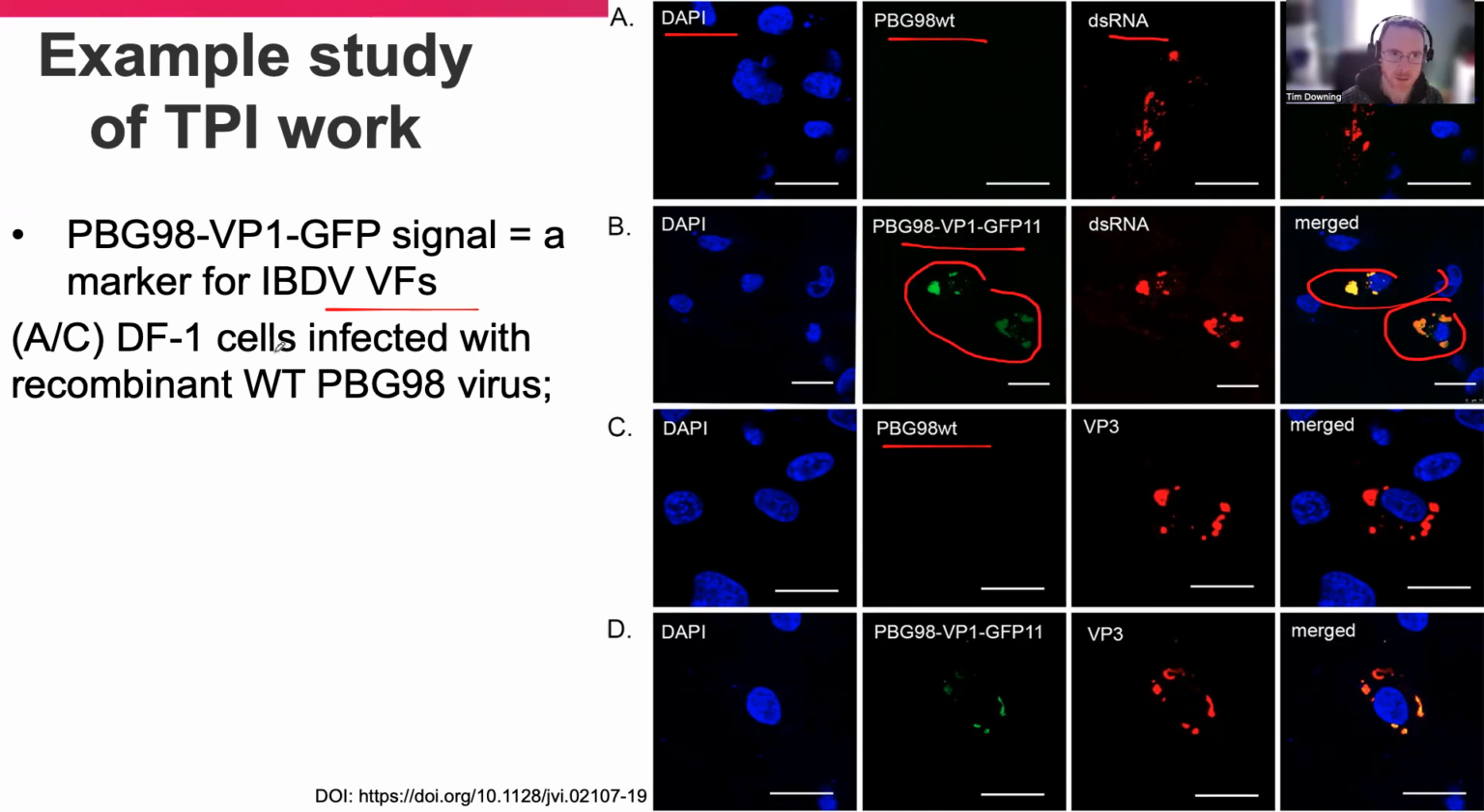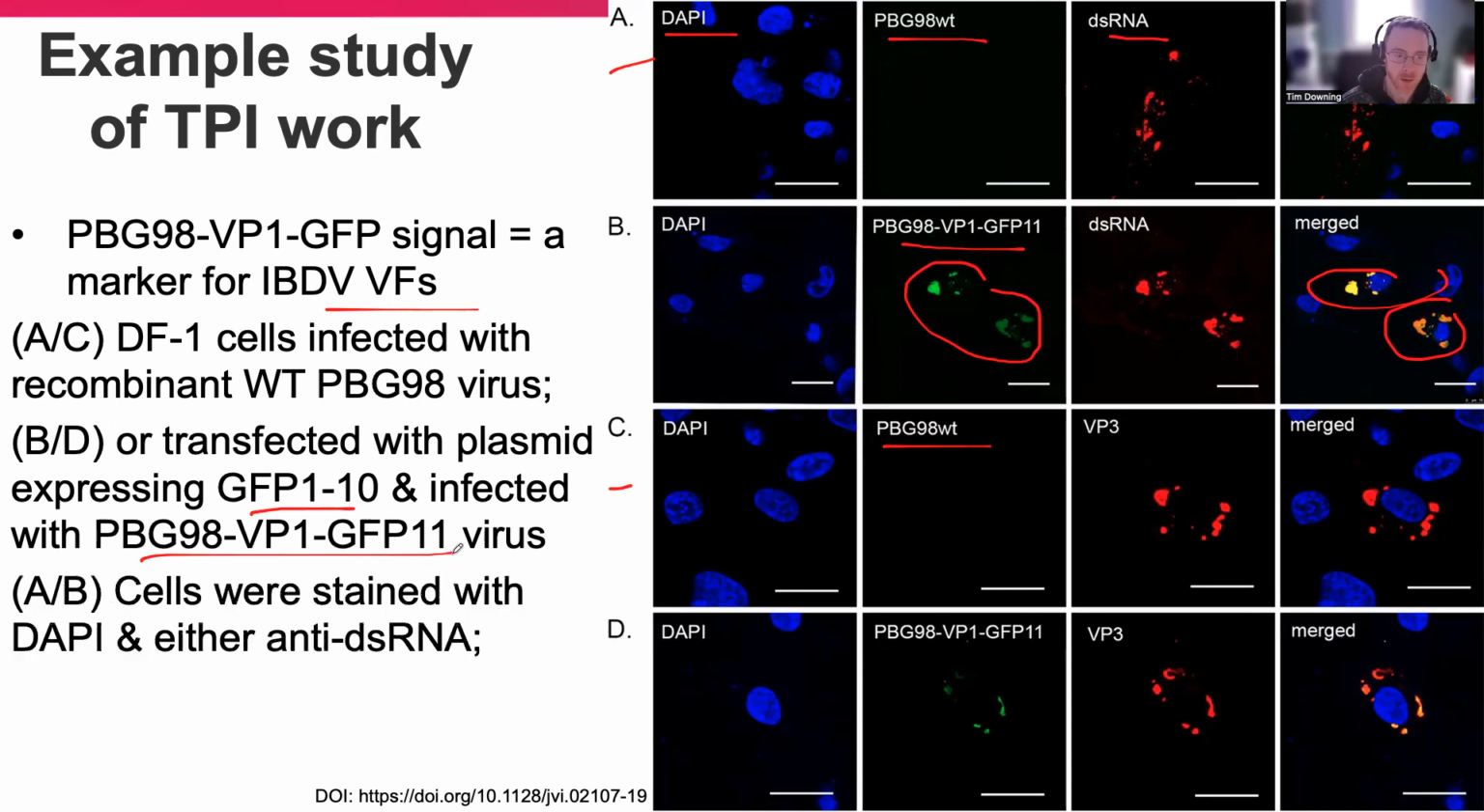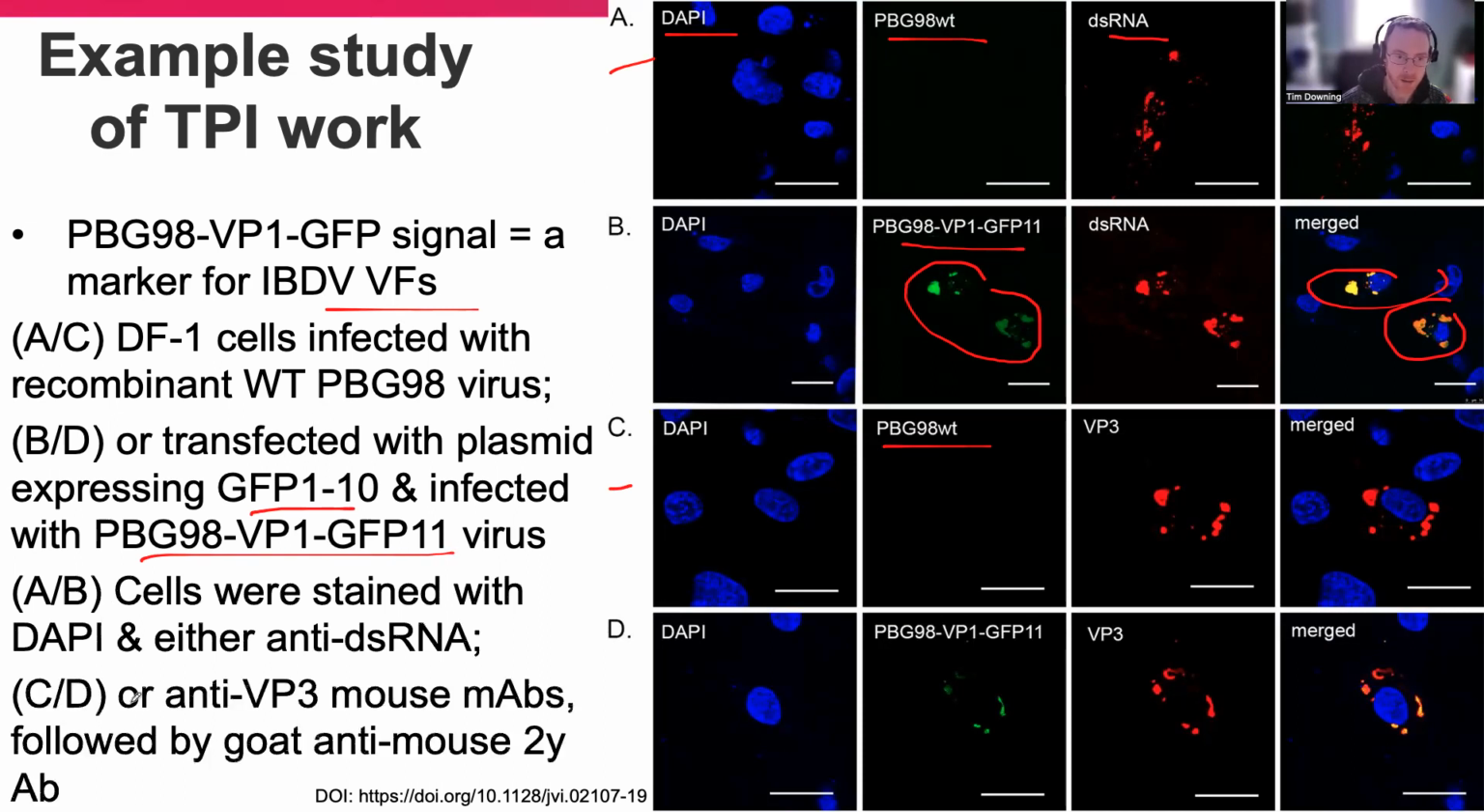A and C show the DF1 cells infected with the wild type PGB98 viruses. That's that one and that one. B and D are transfected with the plasmid expressing the GFP1 and then the other GFP, with infection with the virus itself. In A and B the cells are stained with DAPI or antisense dsRNA, whereas the C and D ones are stained with anti-VP31 mouse antibodies. Here we can see that these virus factories are clearly coalescing around the cell inside the cytoplasm. And we can then monitor their movements as we go along.